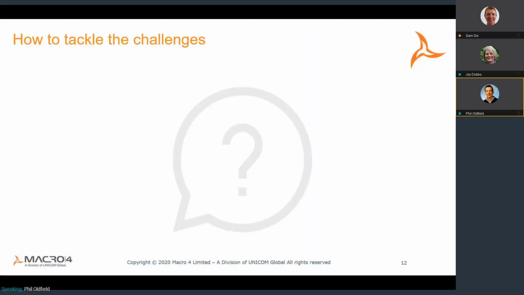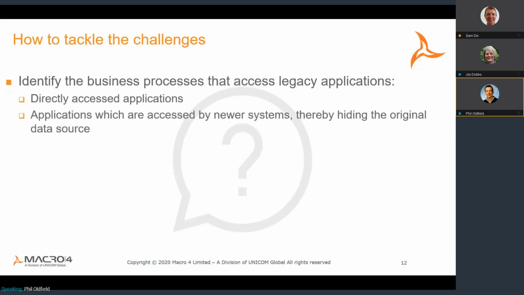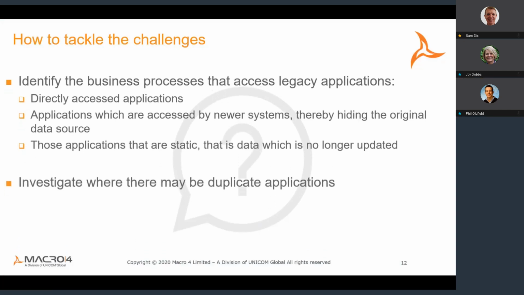So how do you tackle the challenges posed by business inefficiency due to using multiple legacy applications? Well, start by identifying the business processes that access legacy applications, and these could be directly accessed applications, applications which are accessed by newer systems, thereby hiding the original data source, and those applications that are static, and that is data which is no longer updated. Check if any applications perform the same role. For instance, in a merger situation, you may have duplicate HR and payroll, CRM systems, and financial packages.